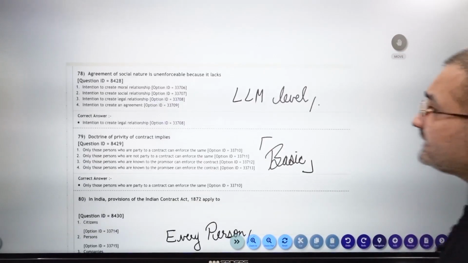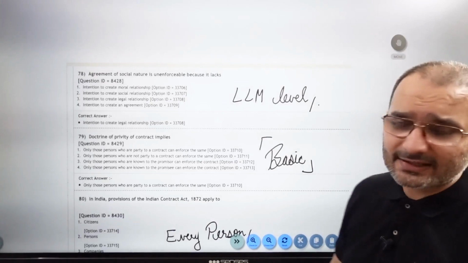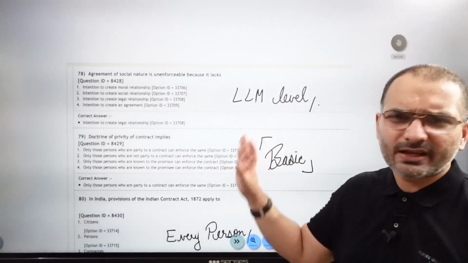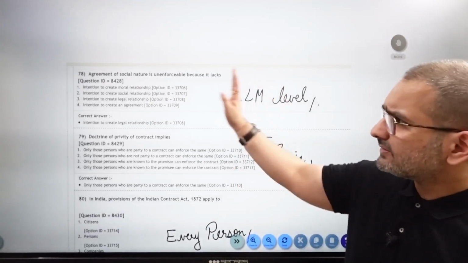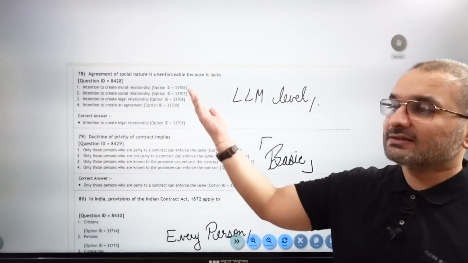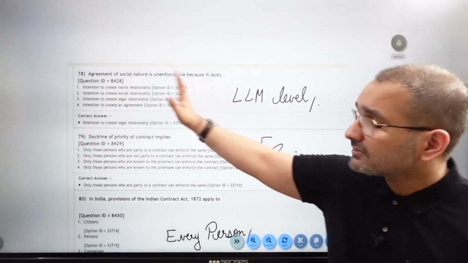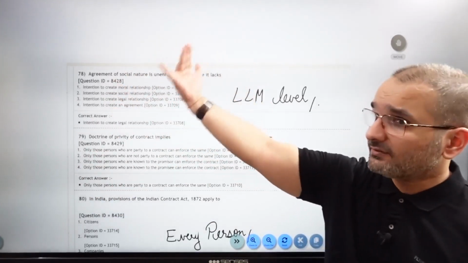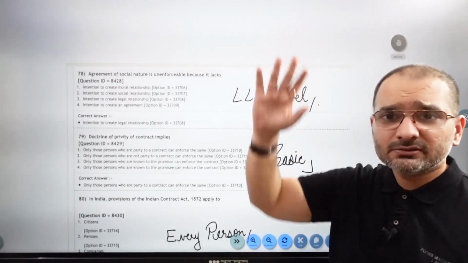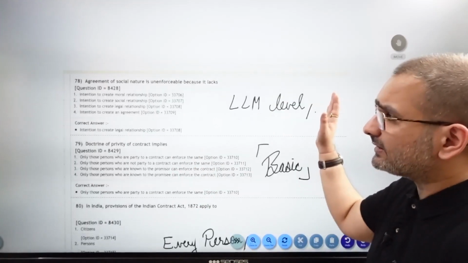We go to 77. 78. Agreement of social nature is unenforceable because it lacks. Now this is purely LLM level question. This is one of those questions again which the examiner doesn't want you to touch. In fact, examiner wants you to touch so that he can score a negative on you. Leave such questions. If you have never heard, meaning this flight went completely over your head, it's perfectly understandable, acceptable. This is an LLM level question.